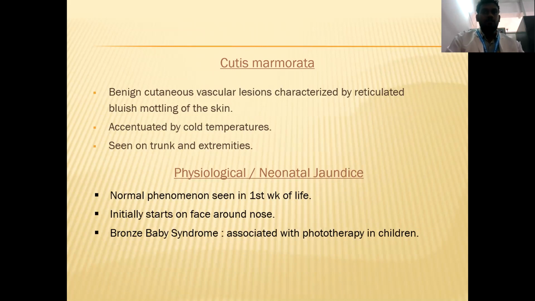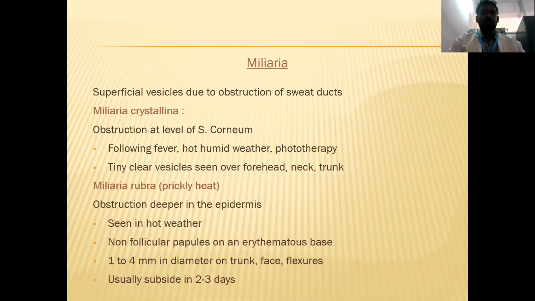Physiological jaundice is one of the physiological phenomena which is seen in the first week of life. Initially, it starts on the face, around the nose, and if we give phototherapy for physiological jaundice, it can sometimes lead to something known as bronze babies.